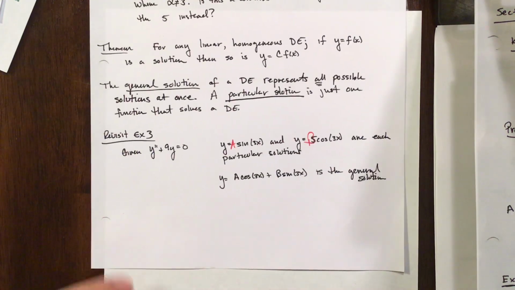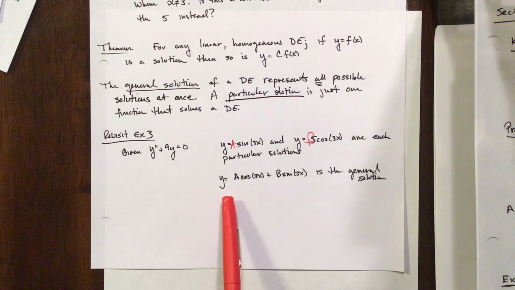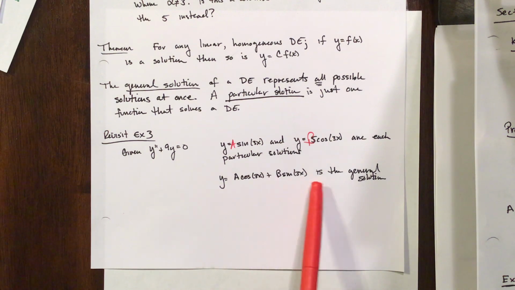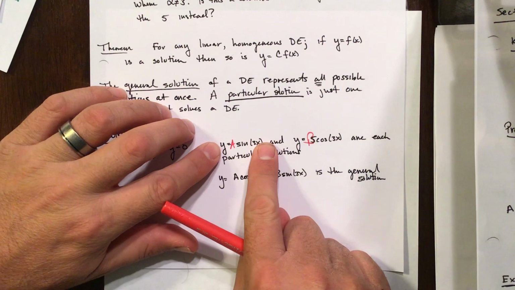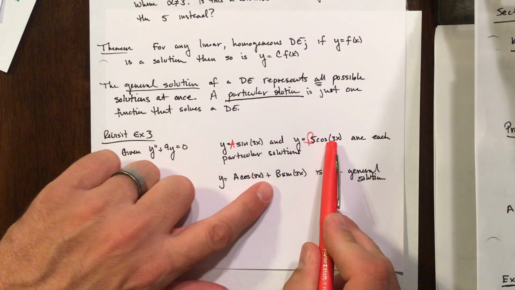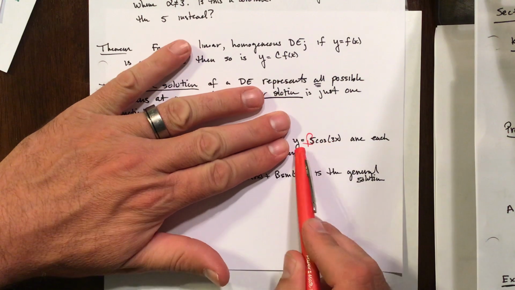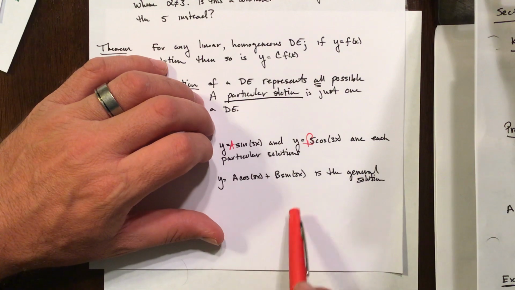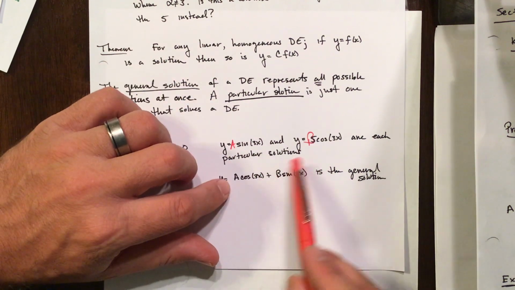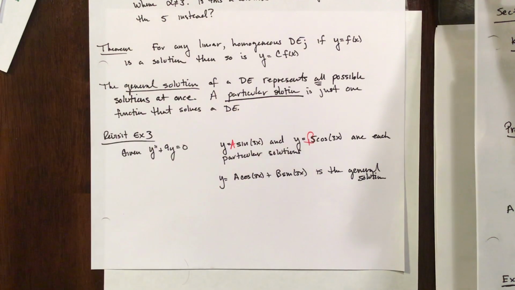Therefore, a general solution, it's not hard to show, we won't show it, says that any function of the form a cosine 3x plus b sine 3x is the general solution to this differential equation. In this particular solution, a is equal to 1 and b is equal to 0. In the case y equals 5 cosine 3x, a would be equal to 5 and b would be equal to 0. I said them backwards.